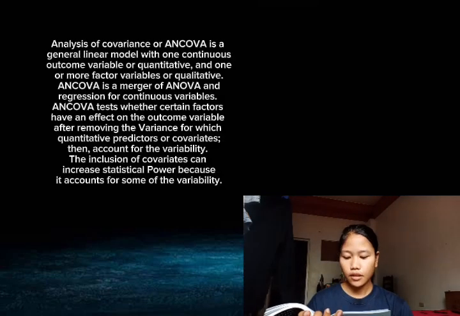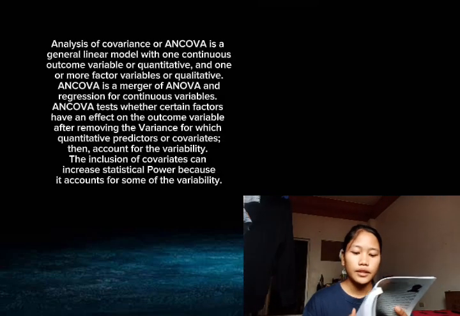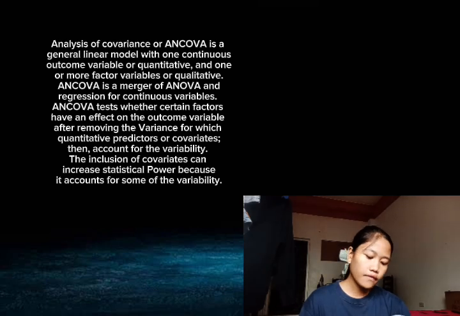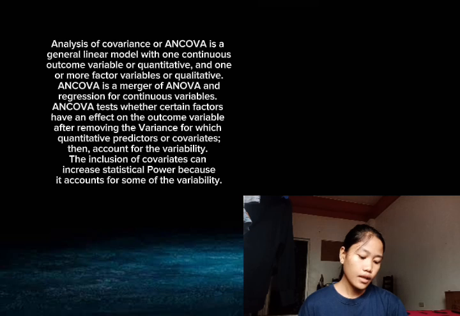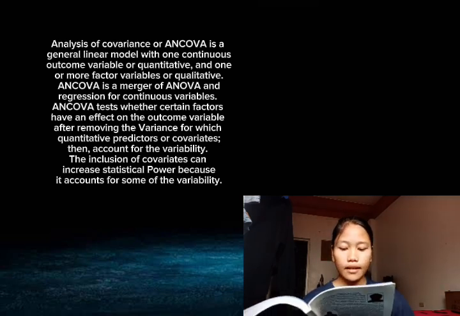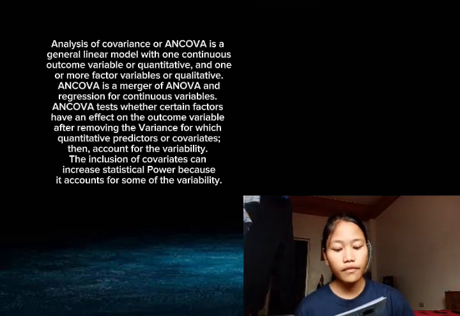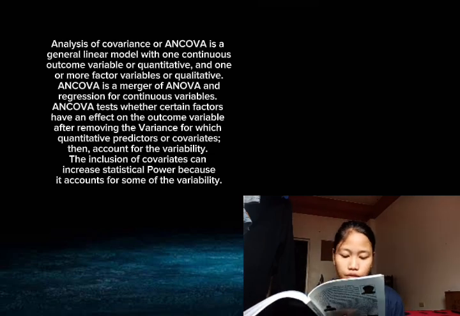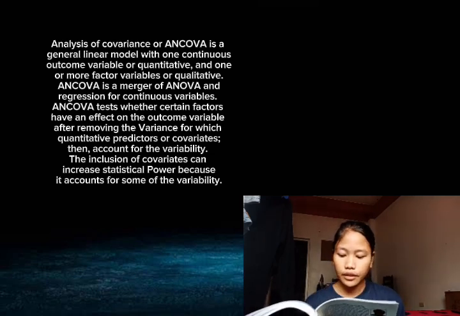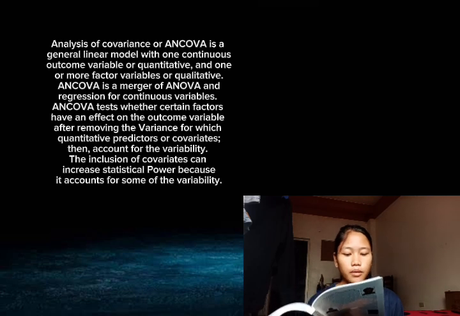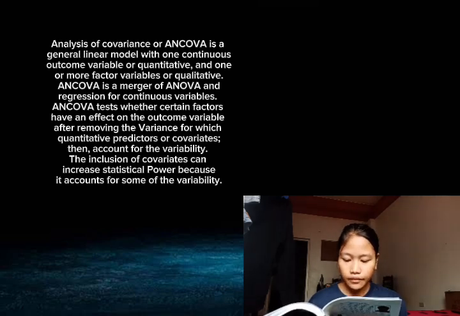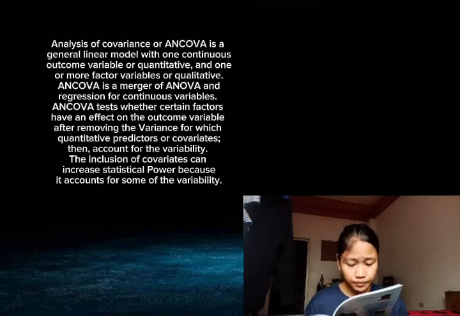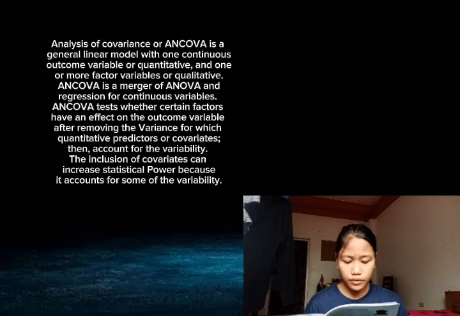Next is the analysis of covariance, or ANCOVA. Analysis of covariance, or ANCOVA, is a general linear model with one continuous outcome variable, or quantitative, and one or more factor variables, or qualitative. ANCOVA is a merger of ANOVA and regression for continuous variables. ANCOVA tests whether certain factors have an effect on the outcome variable after removing the variance for which quantitative predictors, or covariates, account. The inclusion of covariates can increase statistical power because it accounts for some of the variability.